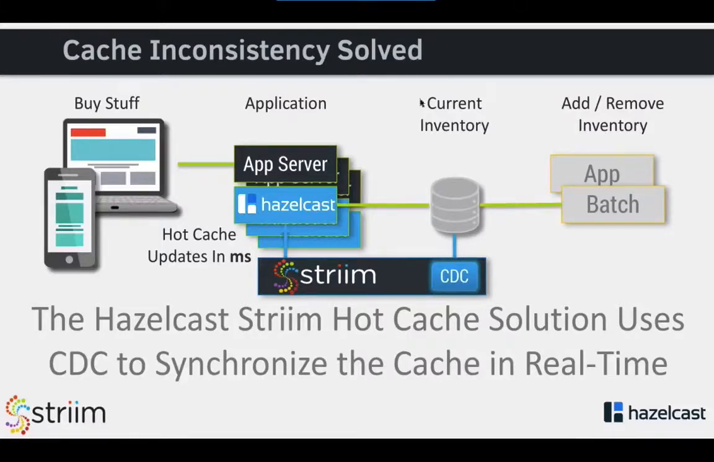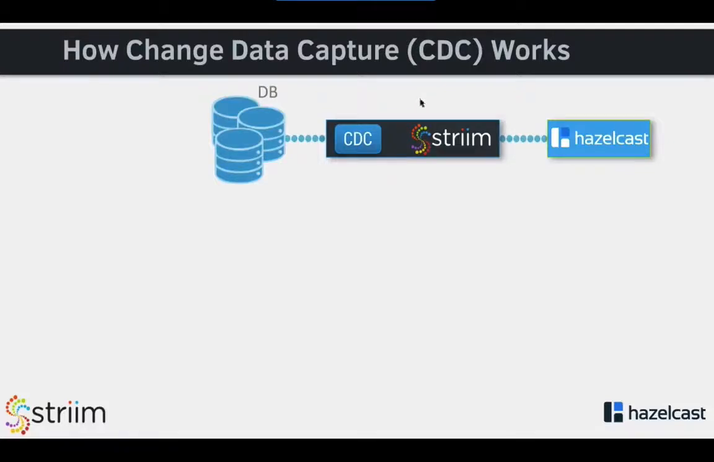If you show too much stock, people might think they've bought something when they haven't really. If you show too little, then they might not buy it and the sales guys aren't happy. But using change data capture, you'll always keep that inventory up to date. And that goes for anything that you may want to store in a cache in order to speed up your application. So how does change data capture work?